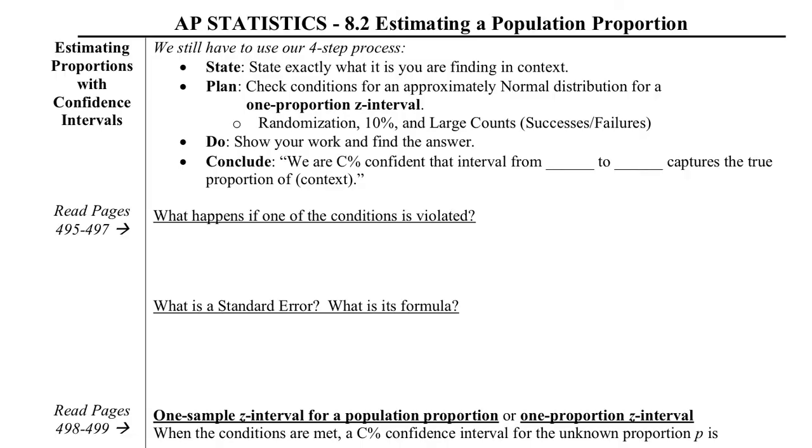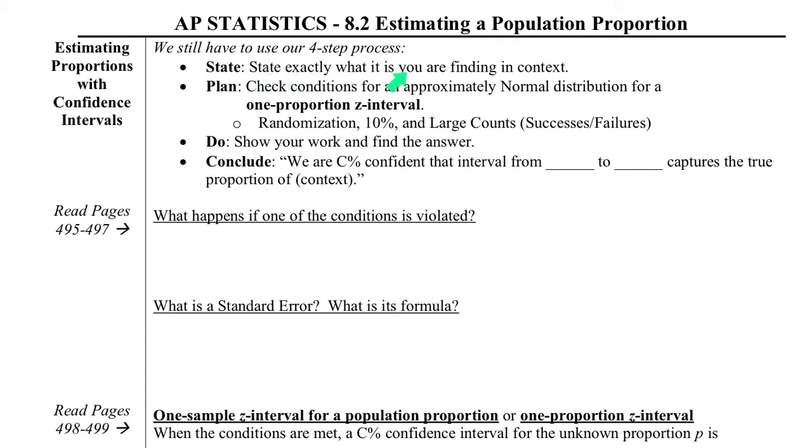We're finally here at 8.2, where we're going to be able to start using information from a sample to make predictions about populations, and we can do it with confidence. We're going to look at an overview of how to do our check for conditions, and our state plan do conclude everything to do with inference.